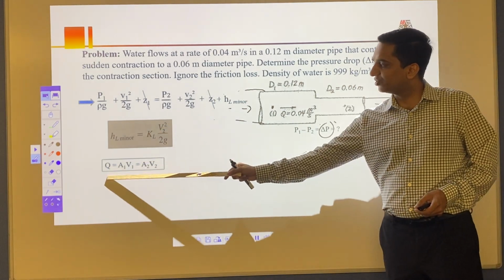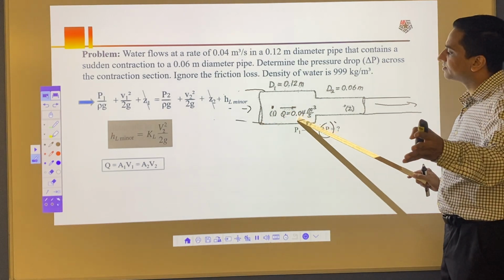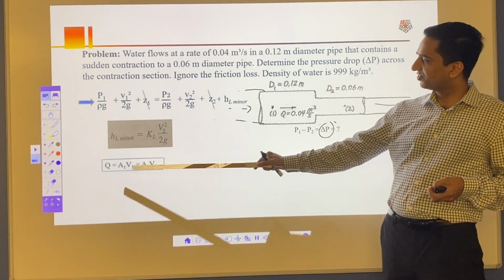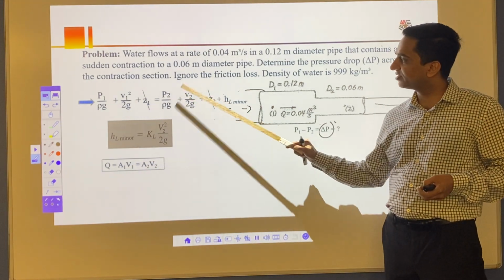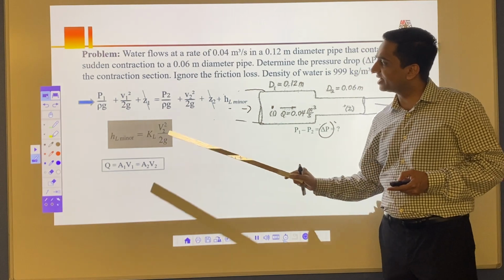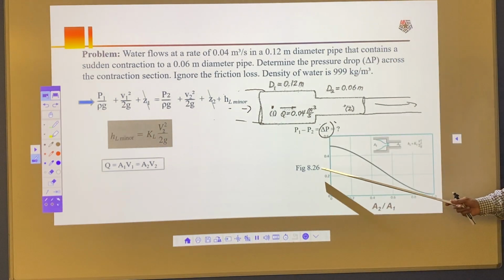To get V1, V2, you are going to use this formula A1 V1 equals A2 V2. So Q is given, 0.04 m³ per second. Now all you have to do is to calculate V1, V2, put that here, calculate HL minor, and then calculate P1 minus P2. For that you need to know KL, and that KL can be given by this figure.